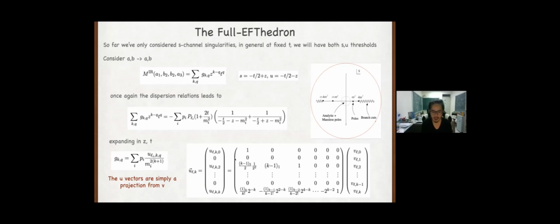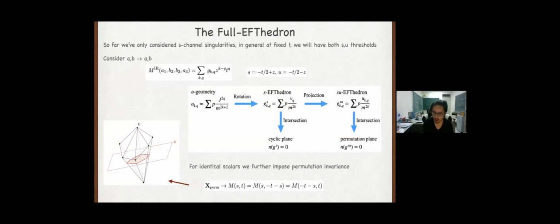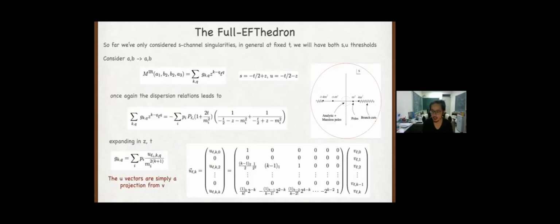And here you see the full details. So you have this U vector, and the U vector is a projection of the V vectors we had before. So importantly, this is just a projection. In other words, if you already know the boundaries of your V geometry, once you carve out the space in your V geometry, then you can just do this projection down, and immediately this projection gives you the boundary of the U geometry.